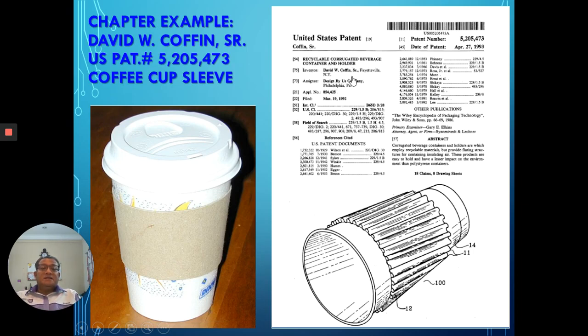So it was patented in Fayetteville, New York. Right, this is the address, and the date. And what are those US patent documents related to this Mr. David Coffin coffee cup sleeve, with this patent number 5,205,473, which is pointing to David Coffin coffee cup sleeve. And it shows the detail in the next slide.